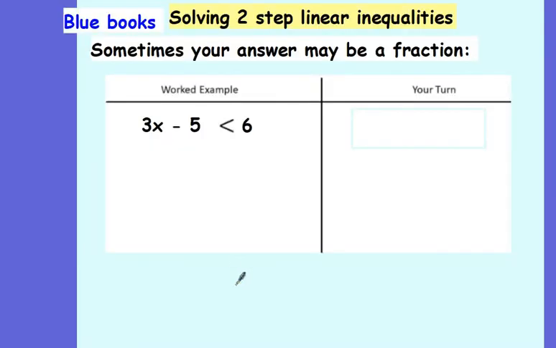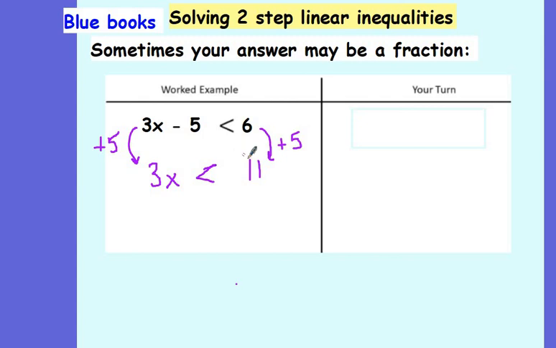Okay, Year 8, I've got one more blue book example for you, so pens down and watching me. I've got 3x take away 5 is less than 6. First step, as always, I want to get rid of that take away 5, so I'm going to add 5 to both sides. That gives me 3x is less than 11.